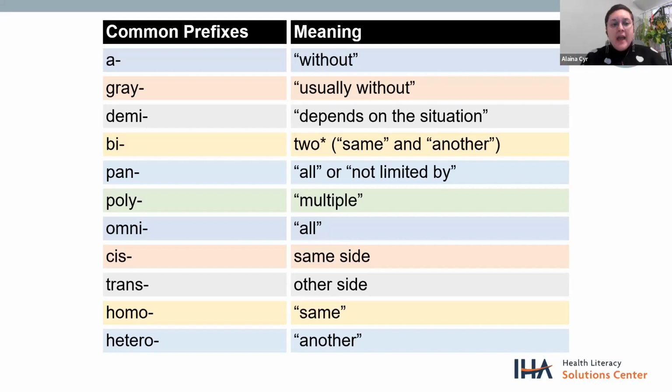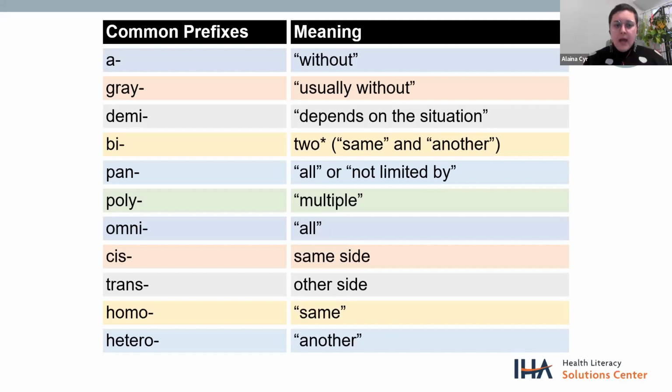Then we have gray, which is usually without. So in most cases, no sexual attraction if you're gray sexual, but sometimes it does happen. Demisexual, demigender, or demiromantic depends on the situation. So there are very specific contexts or situations in which someone will experience romantic or sexual attraction, for example.